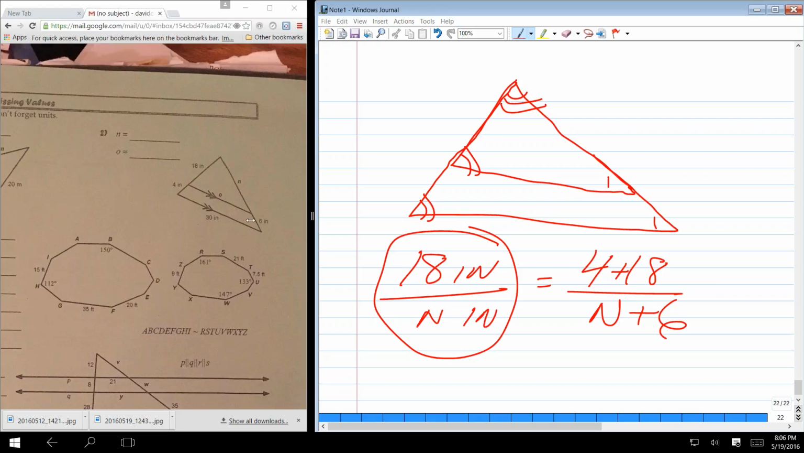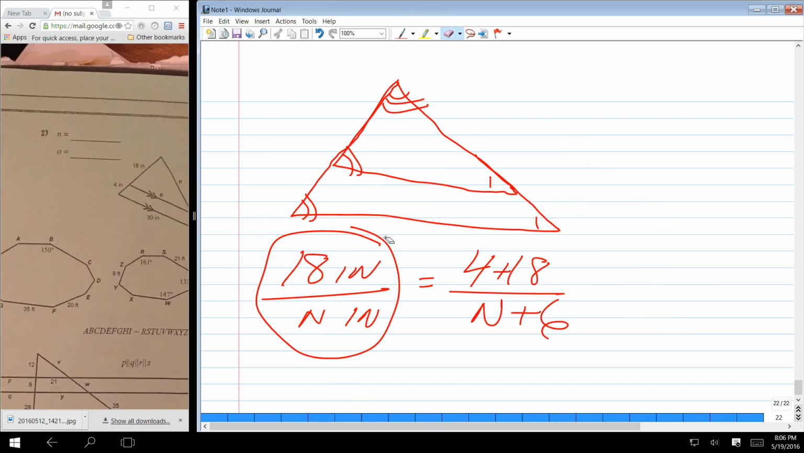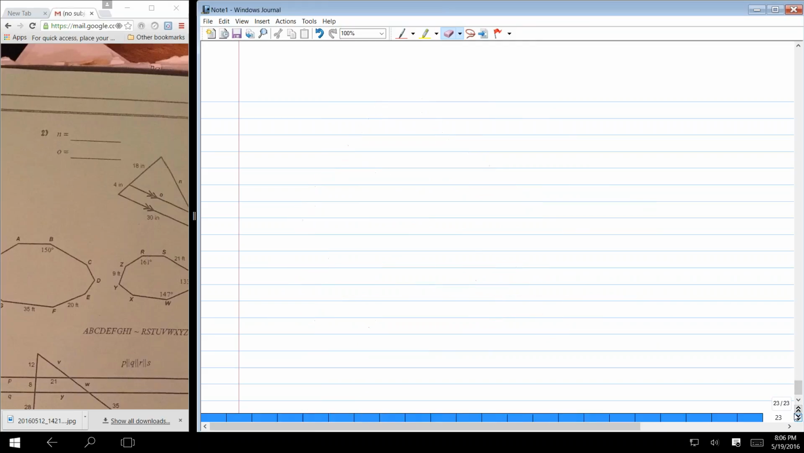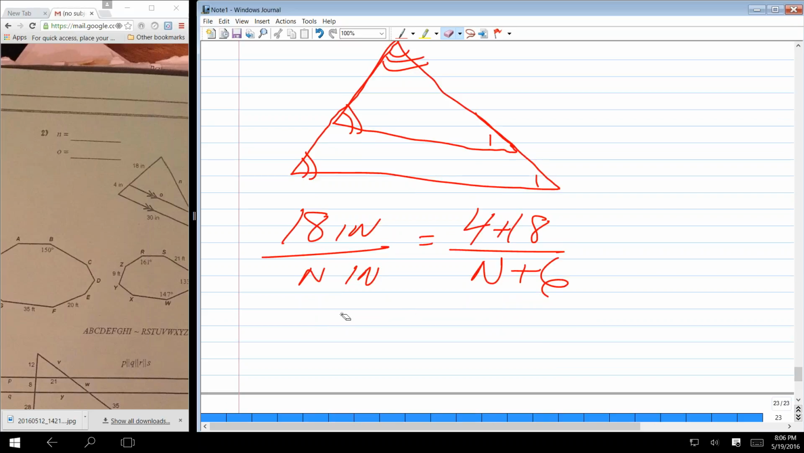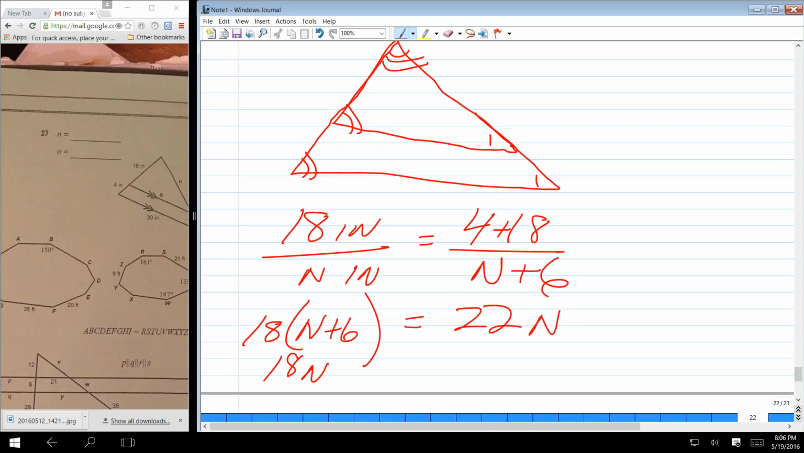Hold on. Let's do the math on this. Just if you know the reason, satisfy my curiosity. So what do I have? I have 18 times n plus 6 equals 22 times n. So that's 18n plus 108 equals 22n.